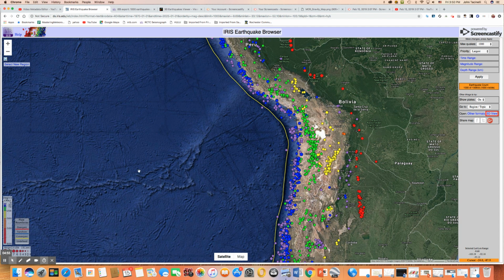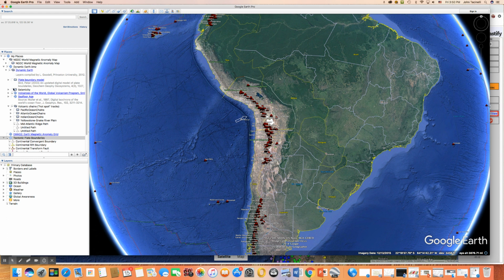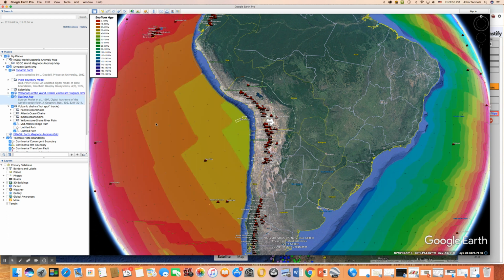Other than that, as far as the seafloor age goes, back to Earth, and we can turn on the seafloor age there. And what you can see is that there's really no correlation at all. There's a lot of different ages along here. So in some cases, the seafloor has been there a long time and is subducting. Other cases, it may have formed recently and be subducting there. So there's really no correlation with this type of boundary and the age of the seafloor. And those are the characteristics of the ocean-continent convergent boundary.